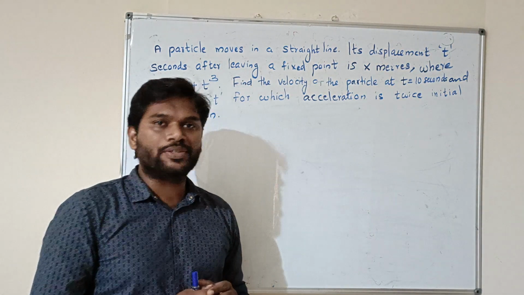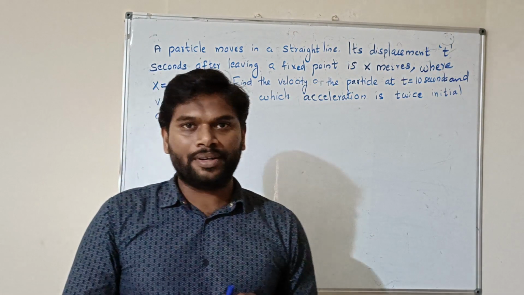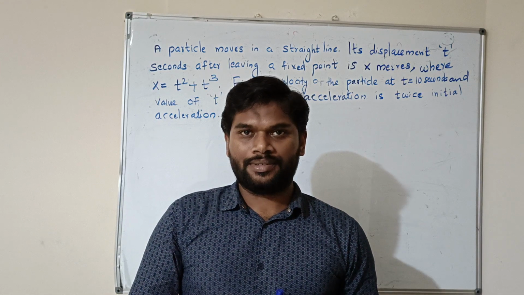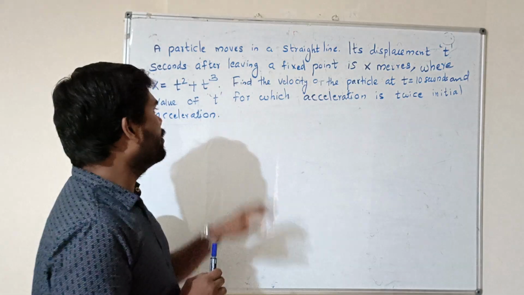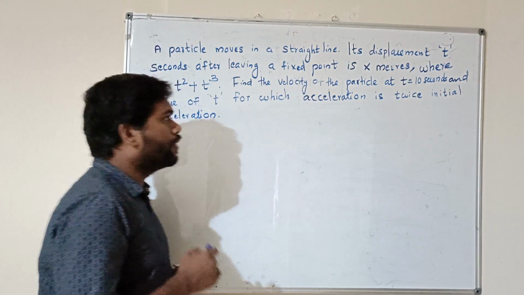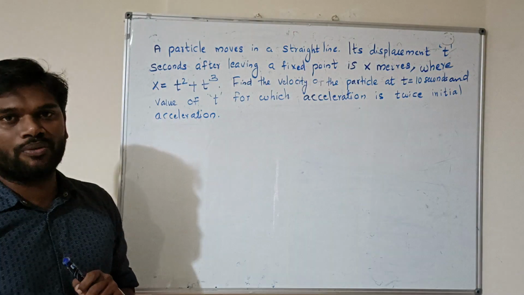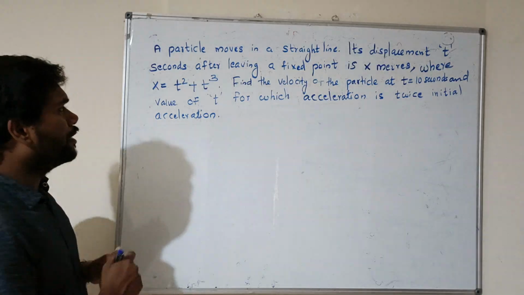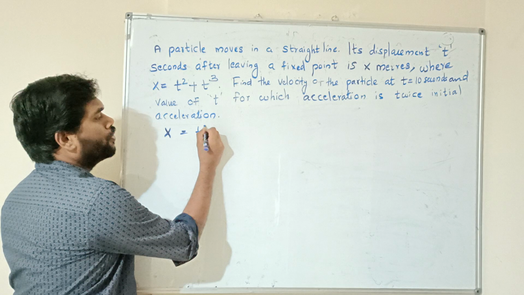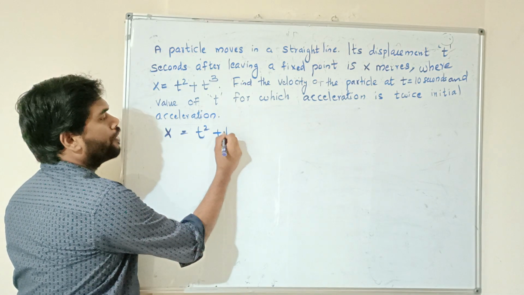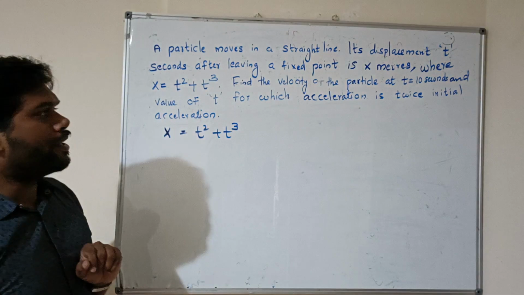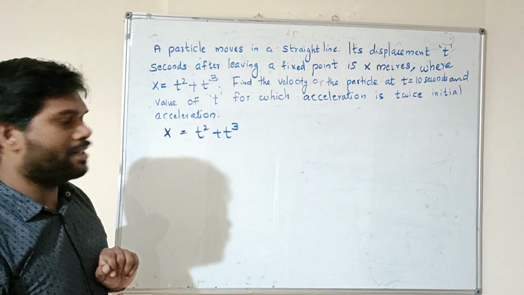In the first part, they are asking to find the velocity of the particle, and in the second part, they are asking to find the acceleration. We need to find the acceleration for finding the time. So this question, as I told you, is completely based on differential calculus. Displacement of the particle, x, is given as the function of time. So x is equal to t square plus t cube. This is the displacement. They are asking to find the velocity and acceleration.